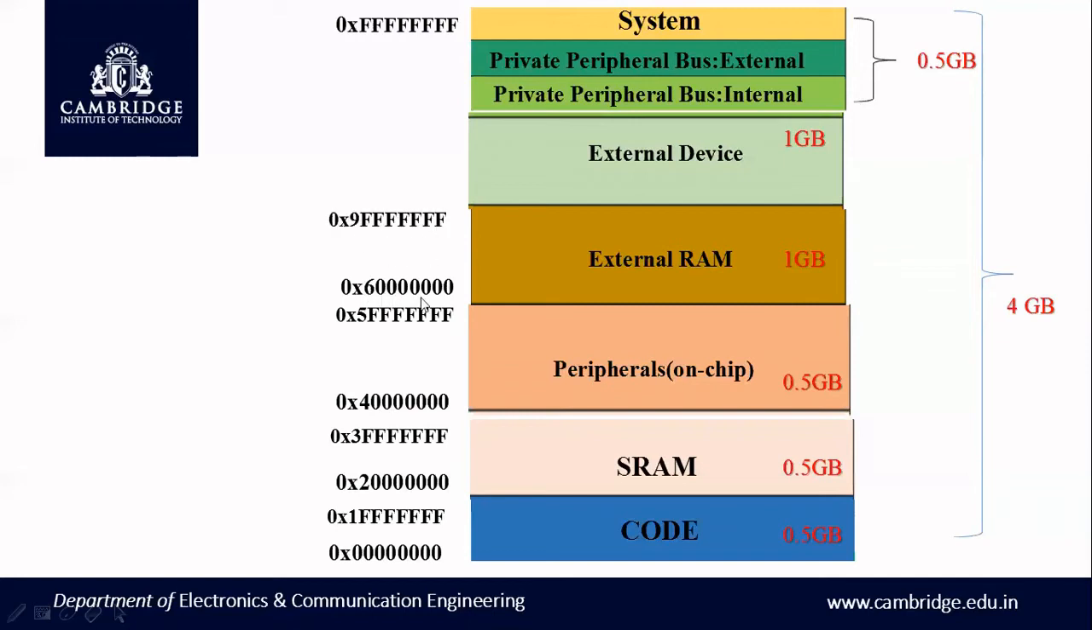So 6 followed by 7 zeros to 9 followed by 7Fs is the memory space for the external RAM region of the memory map. Okay, so the external devices start next. After this you have A followed by 7 zeros, and since this is of 1 GB, I need to add 3. So A plus 3, B, C, D. So it would end at D followed by 7Fs.